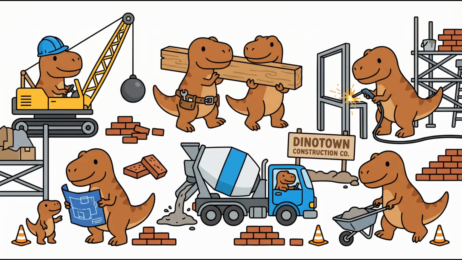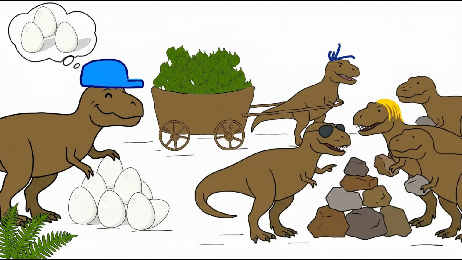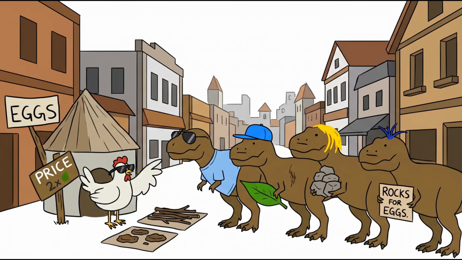Markets, supply, and demand. So now every Dino is specializing. Dino finds rocks. Dino B grows ferns. Dino C hunts. Chicken lays eggs. They all meet in the middle of Dinosaur Town every morning. They trade. That meeting place is called a market. A market is where buyers and sellers come together to exchange things.